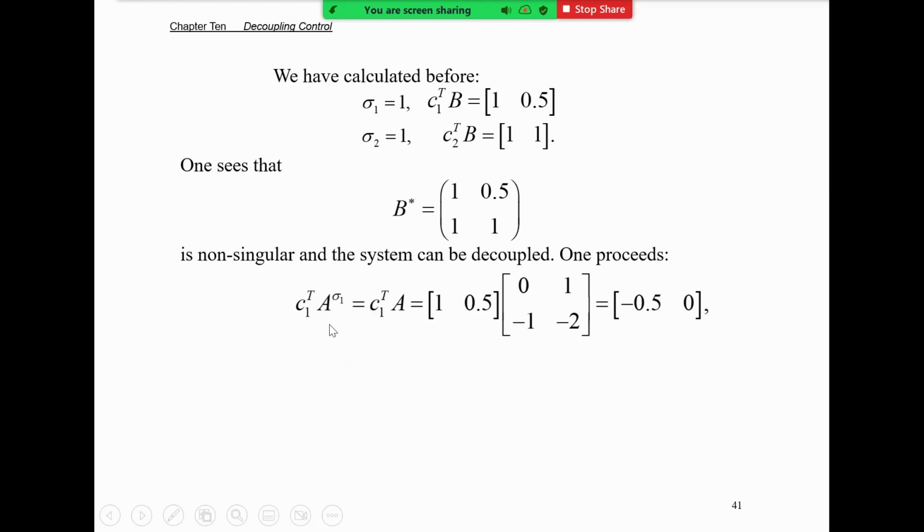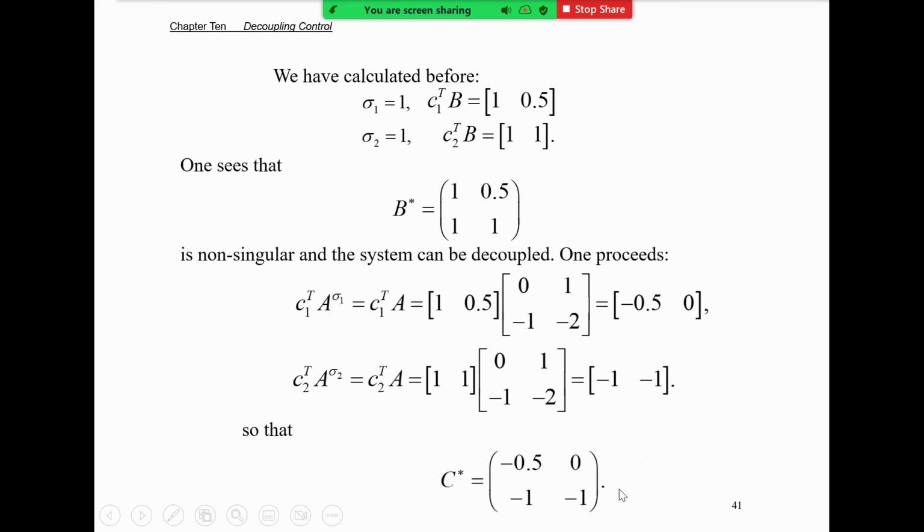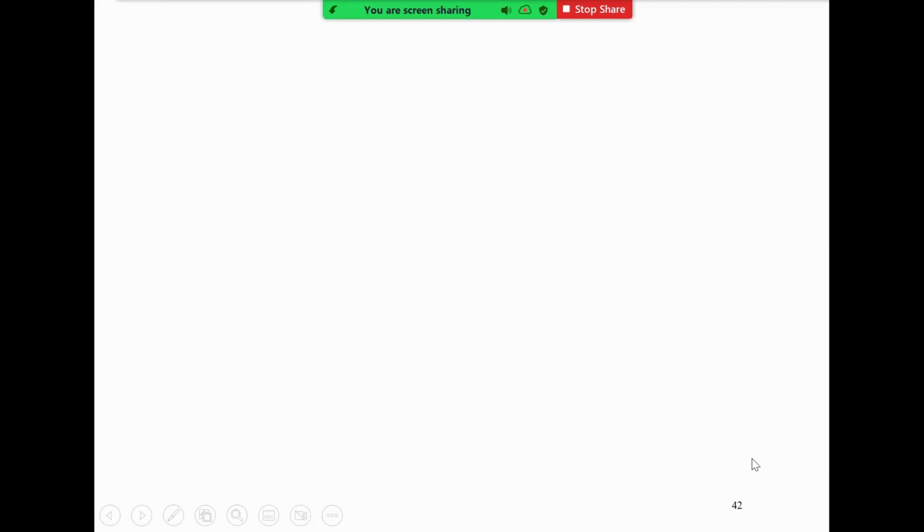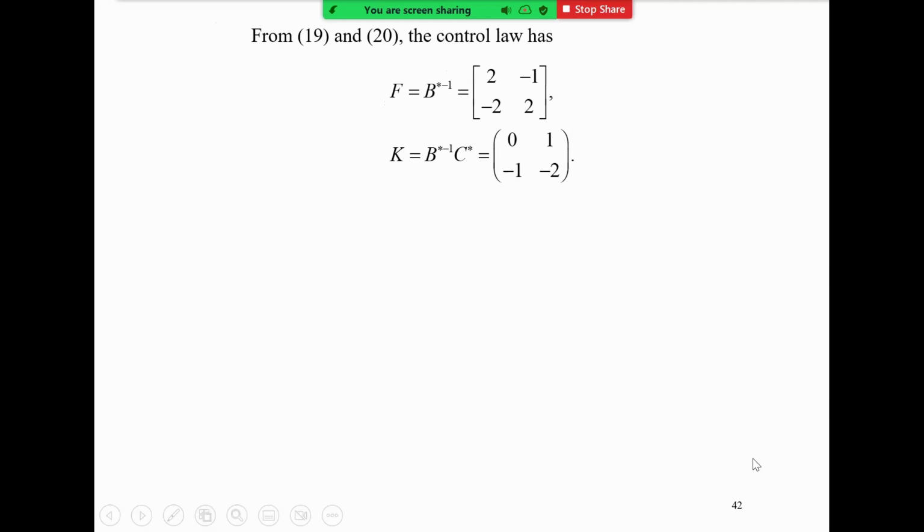And then we can compute the C star, right? This is C1 times A to the sigma 1. Sigma 1 is 1, so C1 times A. We get this row. This is the second row. That would be the C star. So we get the P star, C star. Those are just, as long as you get the relative degree correct, right, all the answers are just the matrix calculation. Of course, in order to do that, you need to know how to get the inverse of a matrix. Then you have this F and K. You have this formula, right? You get your K and F.